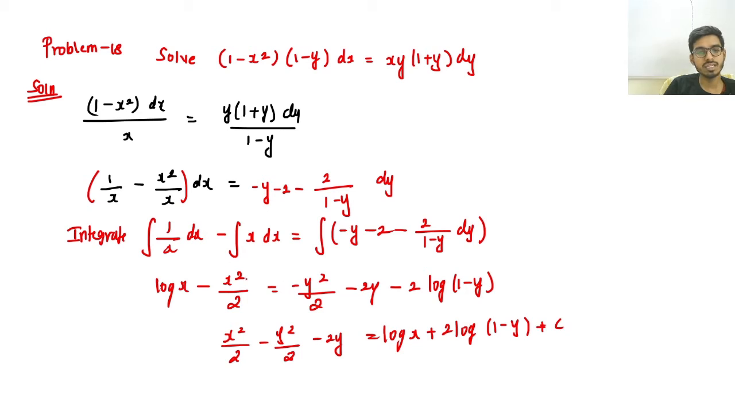So what I'm doing is I'm taking this term to this side and I'm bringing this term, that is minus 2 log y, to that side, and I'm just adding the integration constant, right? Let us add the integration constant c. This is the required solution.